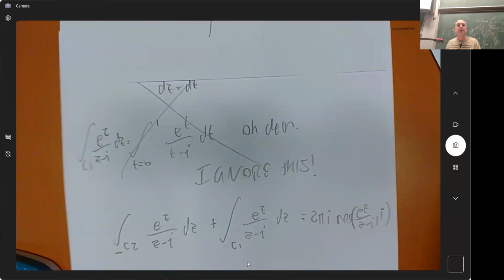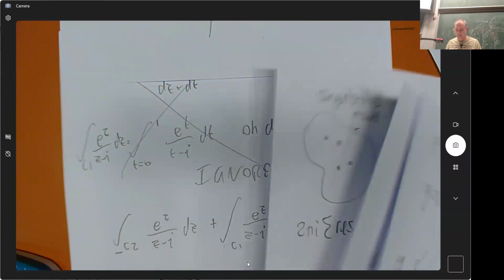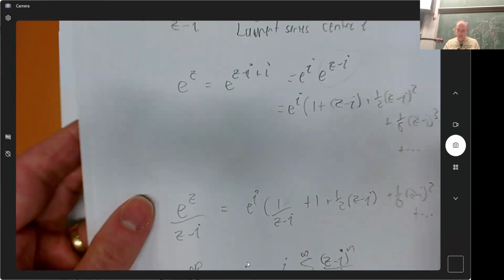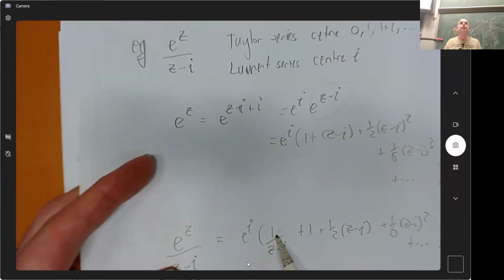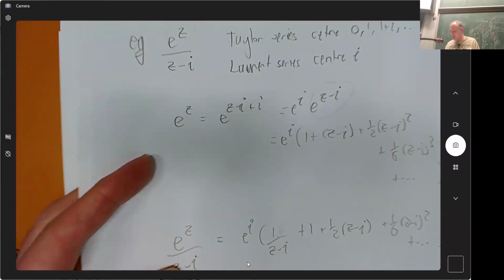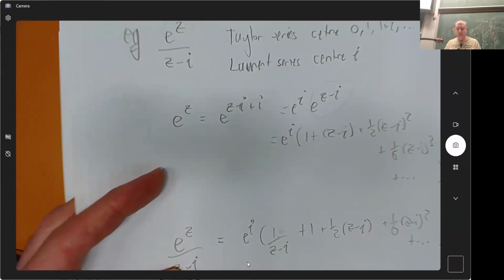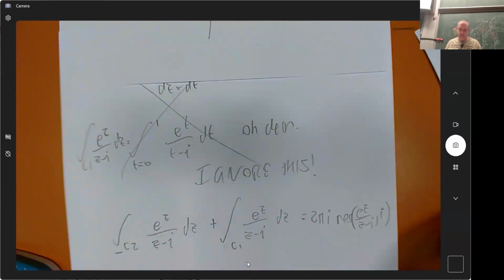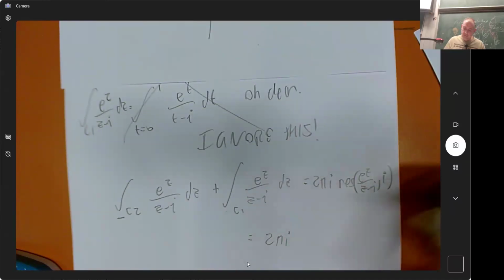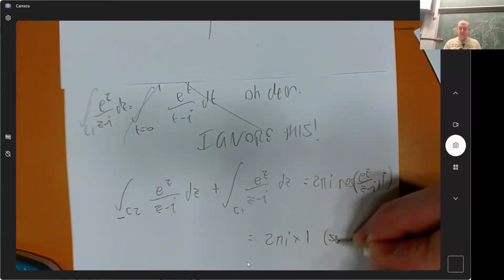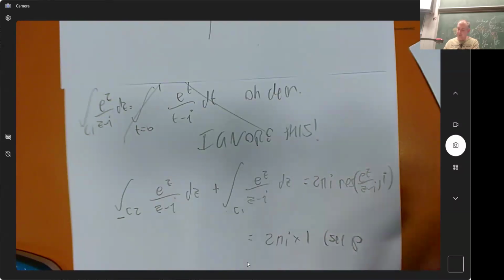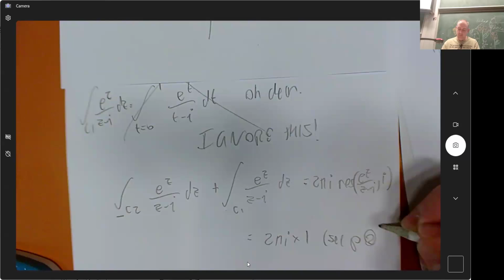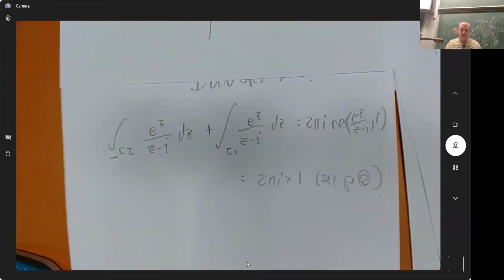And we figured out that residue earlier. It was 1, times 2 pi i, right? That's what the residue is, no, it's just 1. It's the coefficient of (z minus i) to the negative 1. So we figured that out earlier. See page 2.